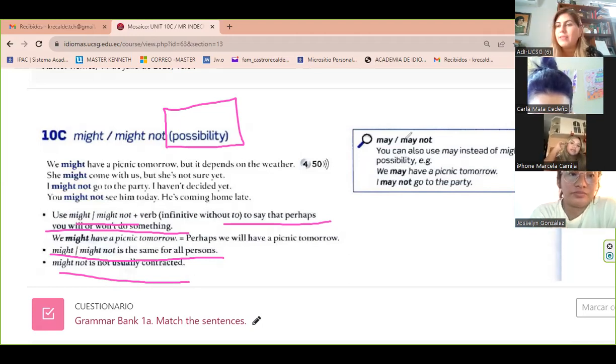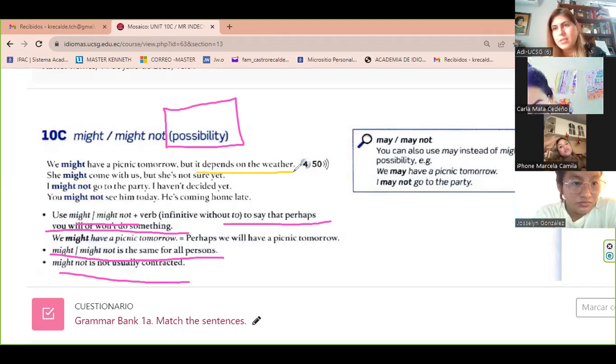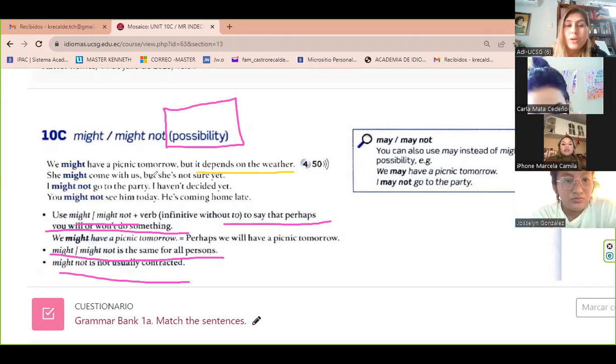For example, there are 4 sentences. My dear Marcelita, read the 2 sentences, please. We might have a picnic tomorrow, but it depends on the weather. She might come with us, but she's not sure yet. Thank you, my love. If you notice in these sentences, at the beginning, the person says might, but at the end, it says, it depends on the weather. So the person is not sure. The other one says, but she's not sure yet. So she may come to the party.